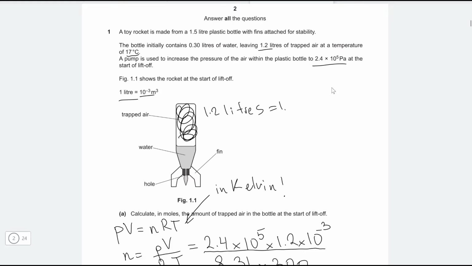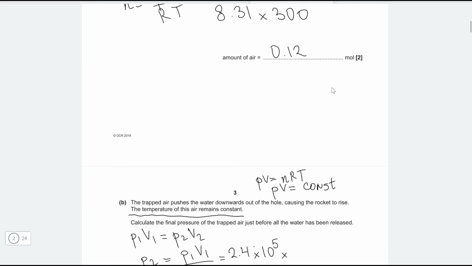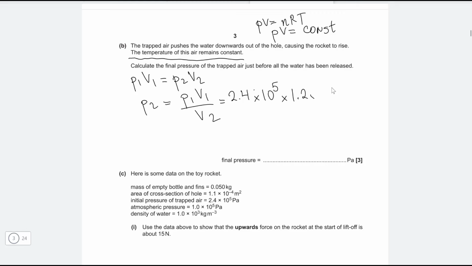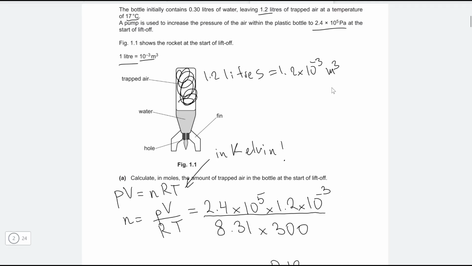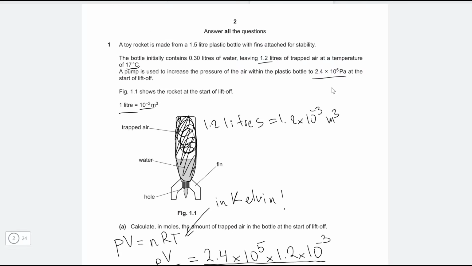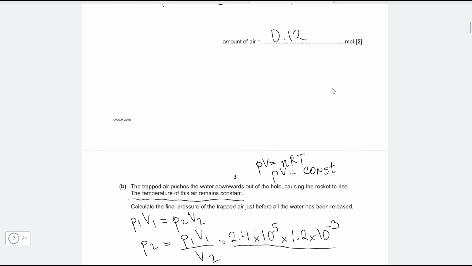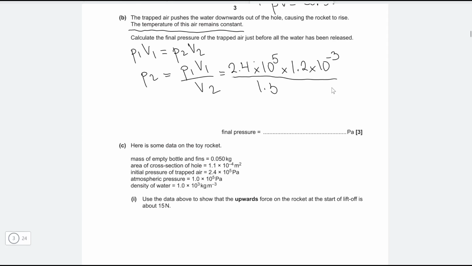Well, that's equal to 1.2 times 10 to the power of minus 3 cubic meters, and we're going to write this down. So this will be times 1.2 times 10 to the power of minus 3. Now our final volume, and this is really important, will actually be the entire volume of the whole bottle, the whole model rocket. And we're given initially in the question that the final volume is 1.5 liters. So let's just write that down, 1.5 times 10 to the power of minus 3.